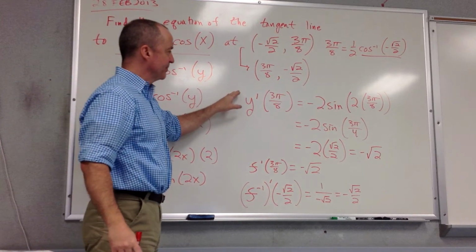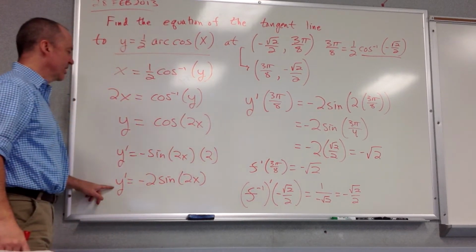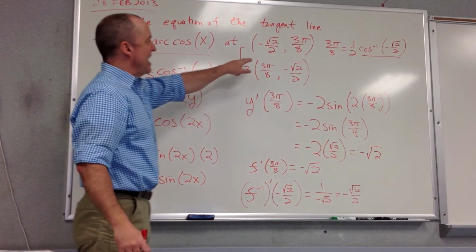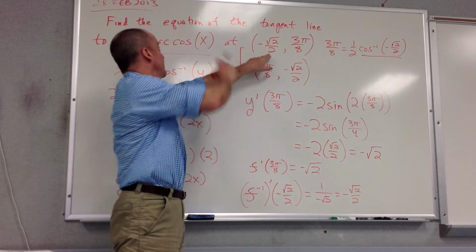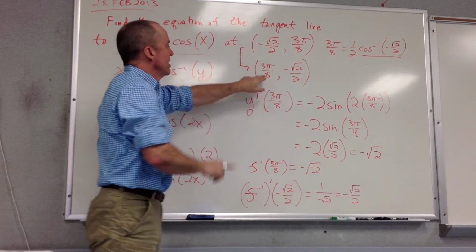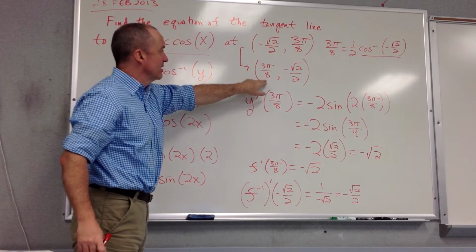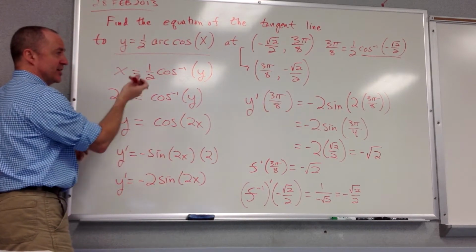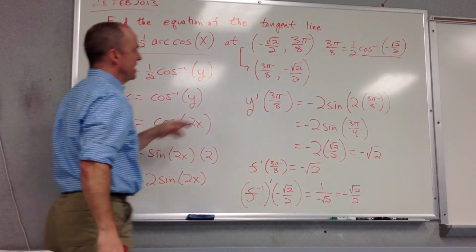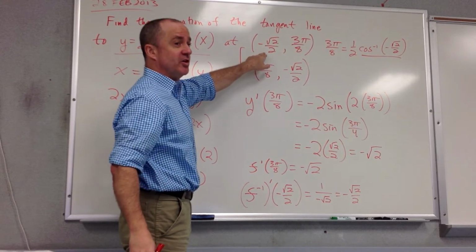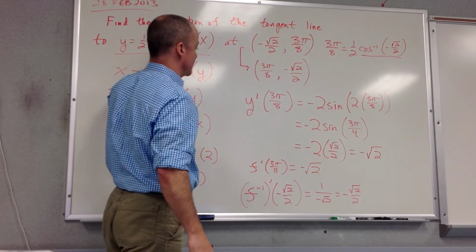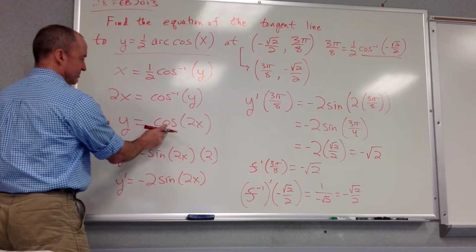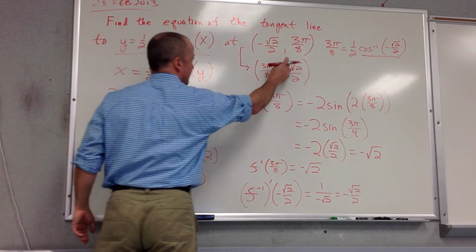Derive that down here. Here's the part that's easy to mess up. The x value on our given inverse trig function is a y value on our inverted function and vice versa. So we don't take the derivative at negative root 2 over 2. That's the x value on the arc cosine. We take the derivative of the cosine function at 3 pi over 8.